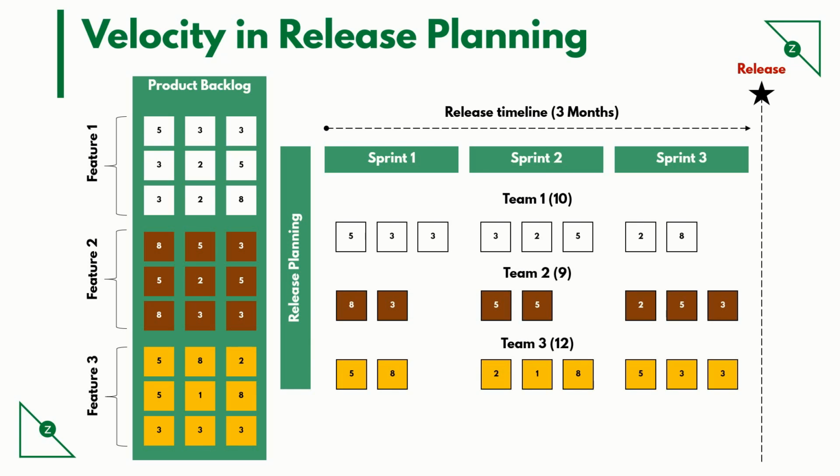And for team 3 with 12 as velocity, in sprint 1 they have 13 story points, in sprint 2 they have 11 story points, and in sprint 3 they have 11 story points. For teams that are overloaded in sprints, they can go with MVP stories and underload themselves.